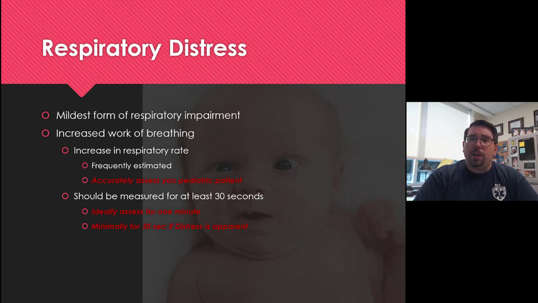Again, when we're measuring someone's respiratory status, especially in a pediatric patient, it should be measured for at least 30 seconds to ensure that we have a good understanding of their respiratory distress level. It's also better, if you can, to assess for at least 1 full minute. It'll give you a better understanding, but minimally for 30 seconds in the distressed patient.